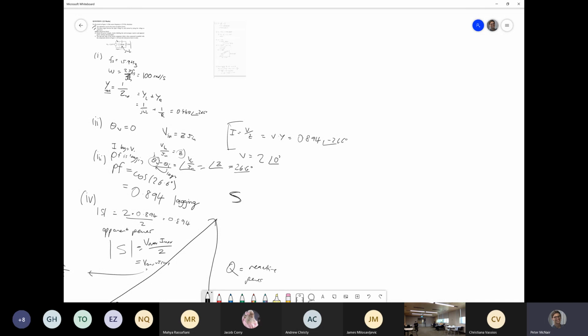So we've got the actual complex value is 1/2 times the phasor V times the phasor I complex conjugate. So that would be 1/2 times our 2 angle 0 degrees, and then times by 0.894 angle 26.6 degrees.